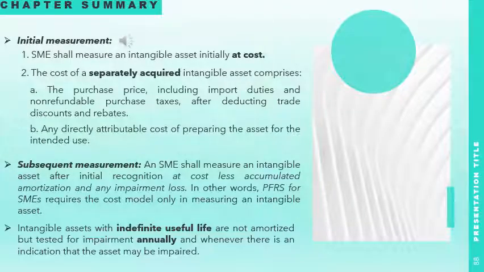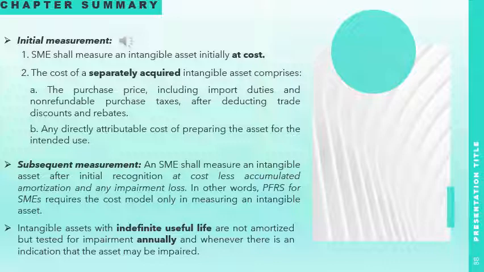For the initial measurement under intangible asset, the SME shall measure an intangible asset initially at cost, and the cost of a separately acquired intangible asset comprises the purchase price, including import duties and non-refundable purchase taxes after deducting trade discounts and rebates, and it also includes any directly attributable cost of preparing the asset for the intended use.